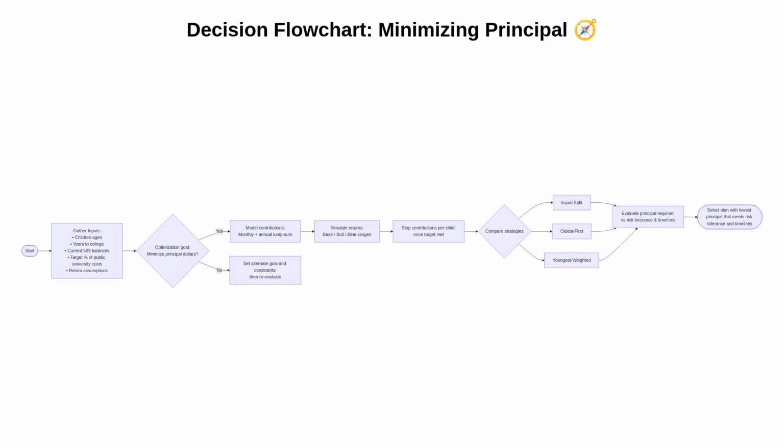Moving on, this flowchart lays out a practical path. We begin with inputs such as ages, years to college, current 529 balances, target coverage percentage of public costs, and return assumptions. The central decision is to minimize principal dollars. From there, we model monthly and optional annual lump sum contributions. We simulate returns across base, bull, and bear scenarios. We then stop contributions for each child at the moment their target is reached. Finally, we compare strategies, equal split, oldest first, and youngest weighted, and select the one that uses the fewest principal dollars while satisfying your risk tolerance and deadlines.